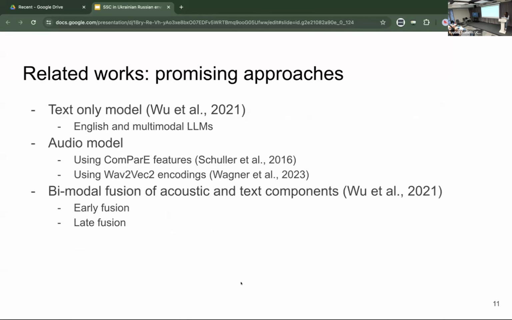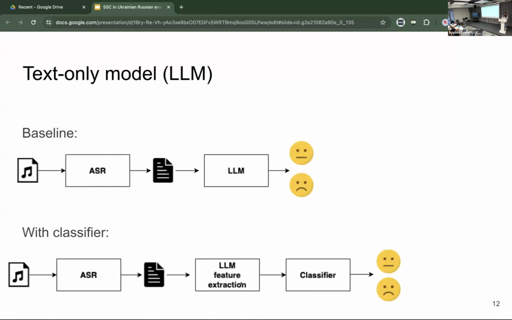So we defined three promising approaches to tackle our problem and define the speech sentiment classification system. The first one is a text-only model inspired by Wu and others. Second one is an audio model. We will use handcrafted features and features extracted from a self-supervised model, and bimodal fusion of acoustic and text components. So we will discuss those approaches in more detail. So the first is the text-only model.